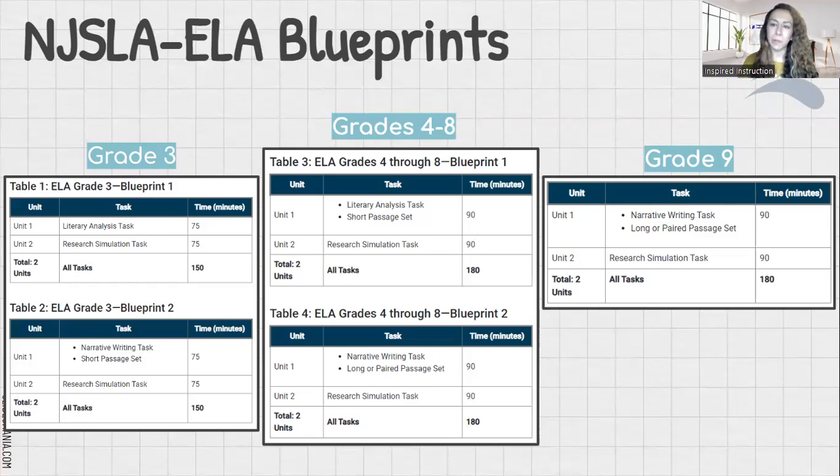Now, you're probably wondering, okay, well, where did that literary analysis task go for 9th grade? That will be what students will see on the NJGPA that they will take in 11th grade. It'll be aligned to the 10th grade standards. And so those students in 11th grade will see the LAT, a short passage, and an RST on their NJGPA. Okay, so those are our 3 main blueprints for this version of the test.